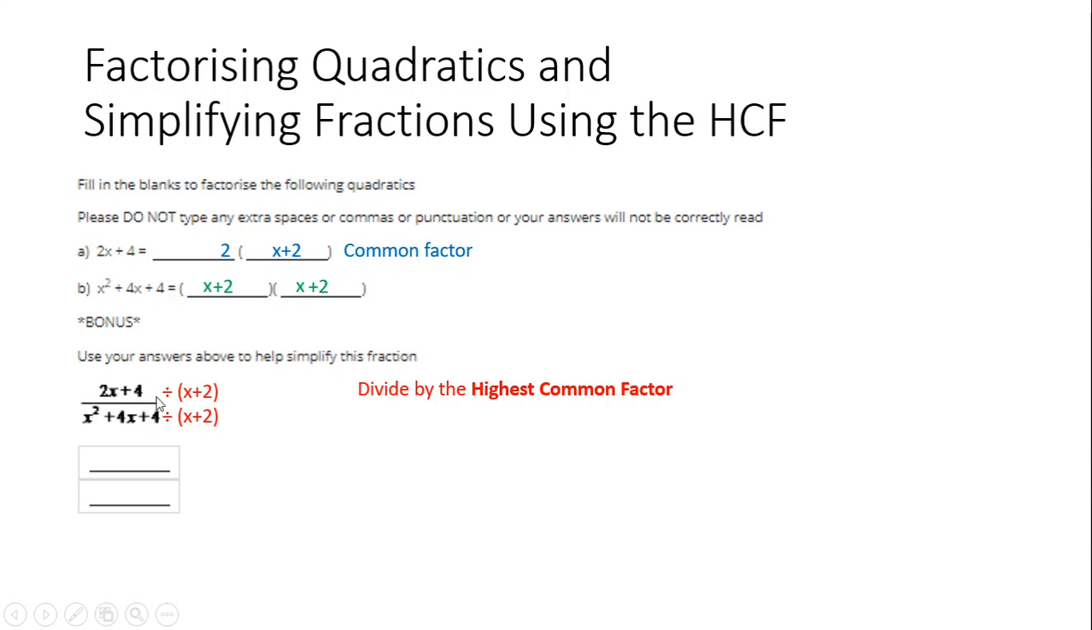I can divide both the top and the bottom by x plus 2, which is difficult when they're in this format, but we've already factorized them. If I were to divide this by x plus 2, I would just be left with a 2. If I were to divide this by x plus 2, I would just be left with one of these x plus 2's. So at the top I've got 2 and at the bottom I've got x plus 2. So that's why that's a bonus question, but really you've done all the hard work already up here.